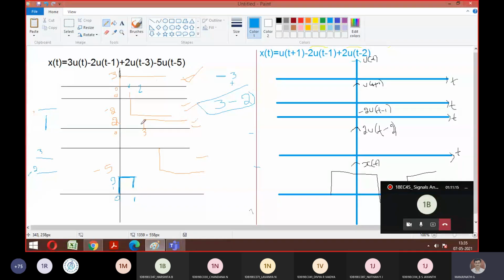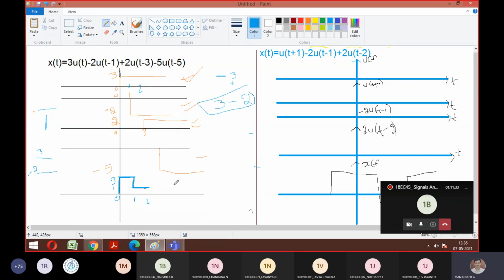So from 1 to 2, what is happening now? 3 minus 2 is again 1. So it means from 1 to 2, the signal remains at 1 only. Agree? Is it clear to everyone? Is it okay till here?